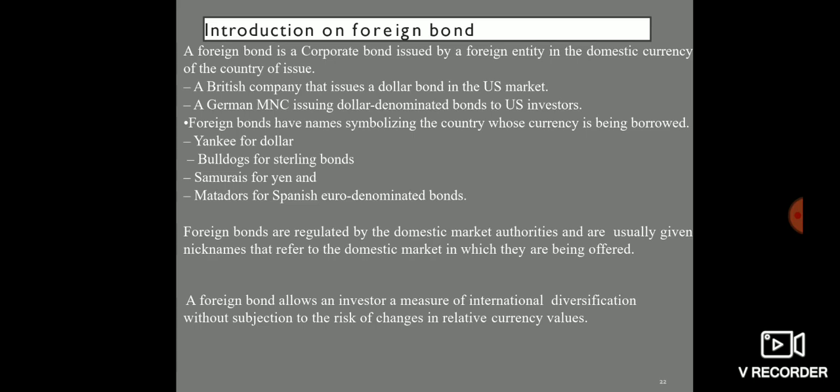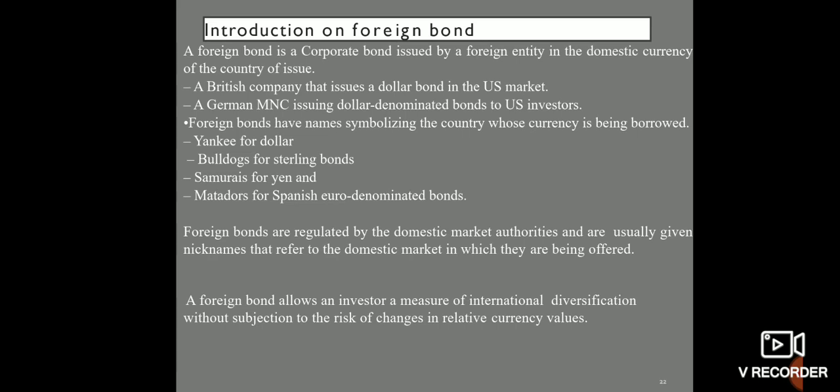The bond is in the domestic currency but issued by a foreign entity, which is why it is called a foreign bond. For example, a British company issuing a dollar bond in the US market, or a German MNC issuing dollar-denominated bonds to US investors. Foreign bonds have names symbolizing the country whose currency is being borrowed. So here we can see the company's name and in what currency they have issued.